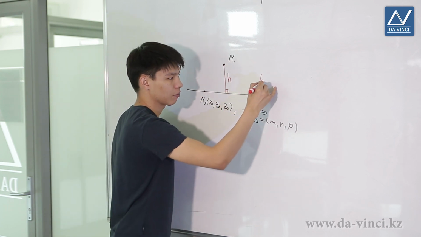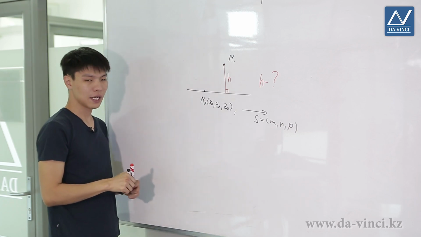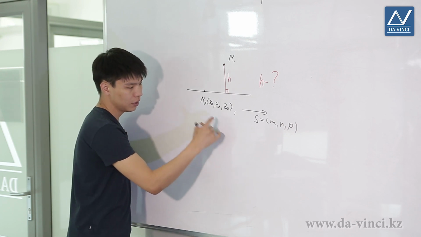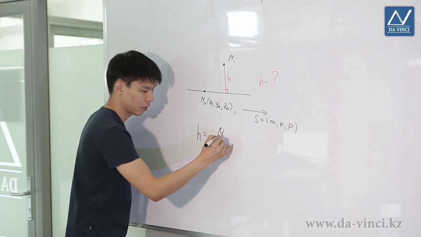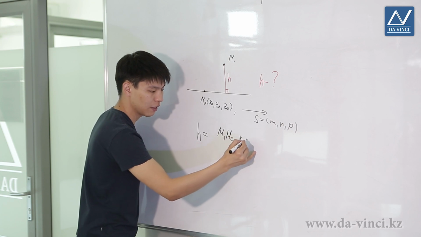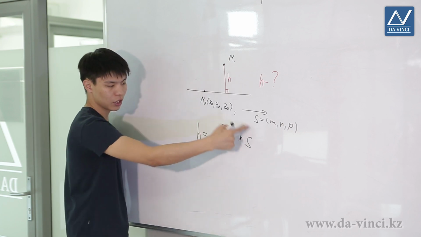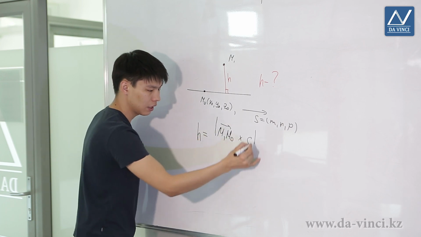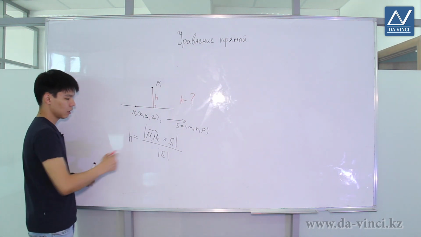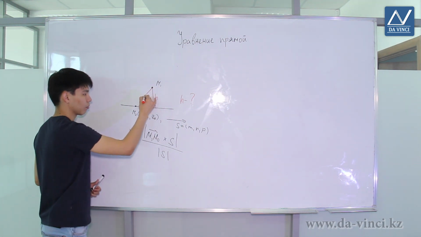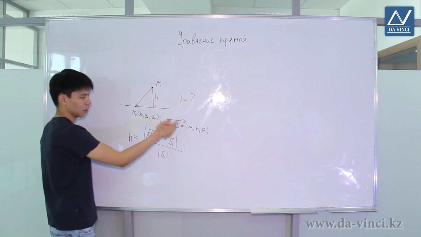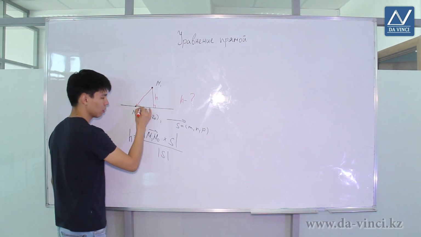What is h equal to? It turns out that we can calculate the distance from a point to a line as follows. We have to make a vector product of vector m1m0 by s, find the length of this vector and divide it by the length of the vector s. Let me explain this. Connect the vector m1m0. Find the direction vector s and mark it on the line itself. Something like this.